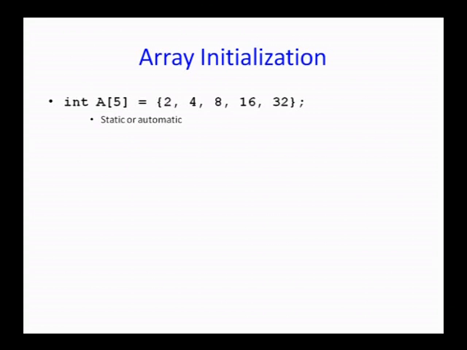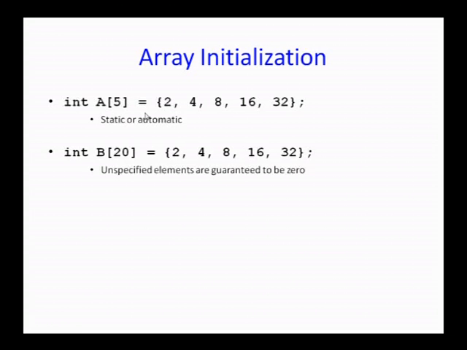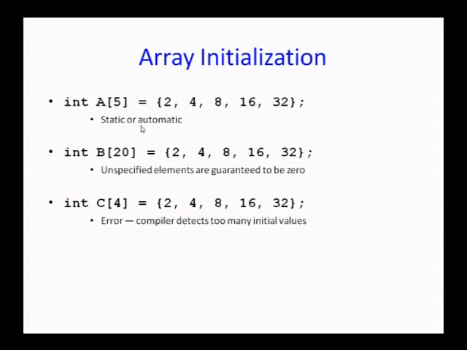Next, some sample array initialization. If we look into it, we have int a[5] is equal to, and I am assigning all the 5 values, that is 2, 4, 8, 16 and 32. Here it could be a static or an automatic declaration. Static or automatic declaration comes into picture where we are talking about global and local variables. Maybe you will know about this more clearly in the subsequent sessions.